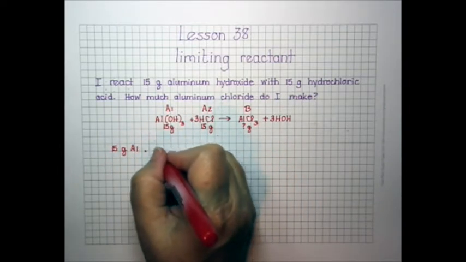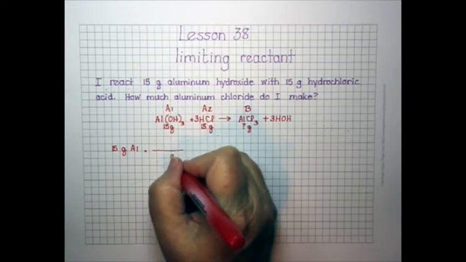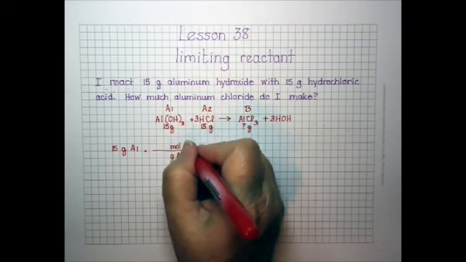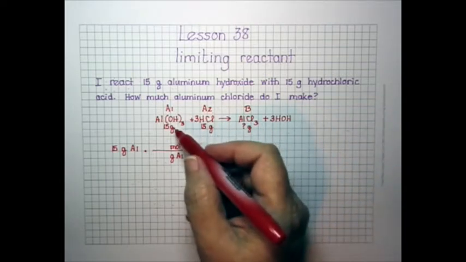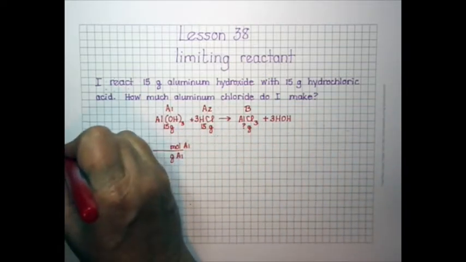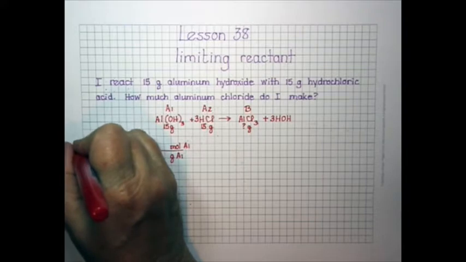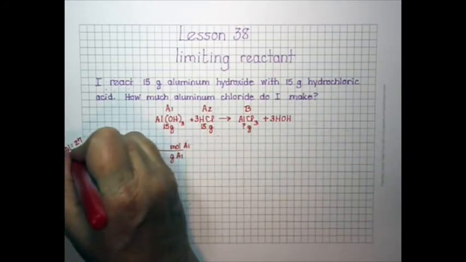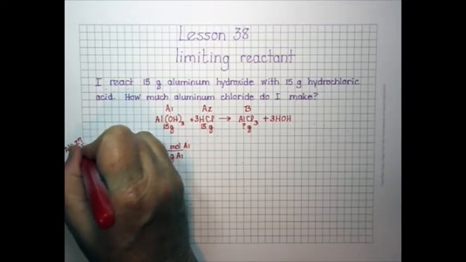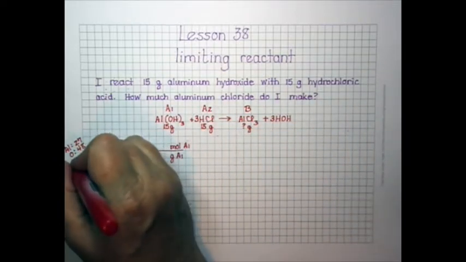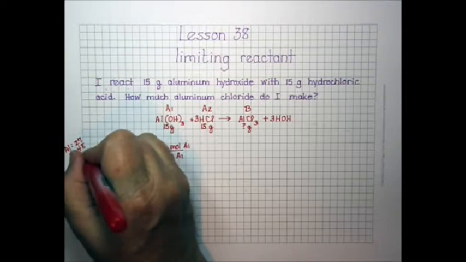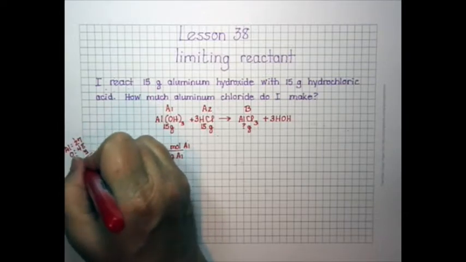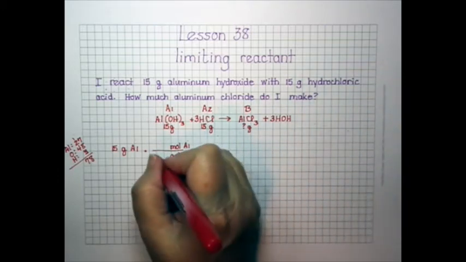We want to get out of grams of A1 and into moles. Well, we need the molar mass here, so let's see. Aluminum, if I'm not mistaken, is 27, and oxygen is 16, but there's 3 of them, so that's 48. Hydrogen is 1, but there's 3 of them, so that's 3. So that will give me 78 grams to the mole.